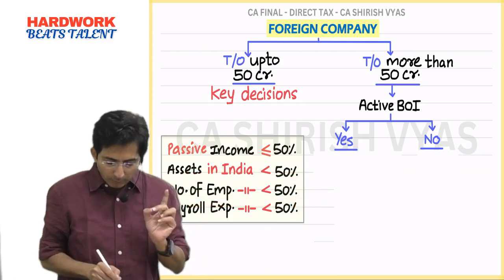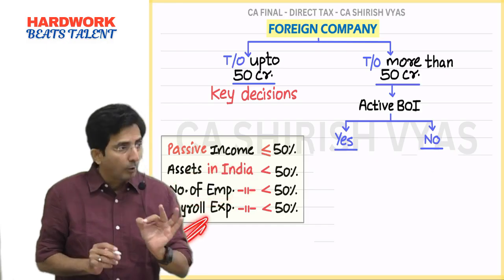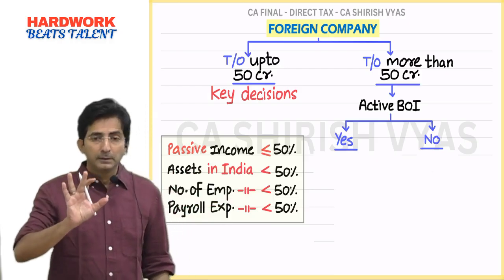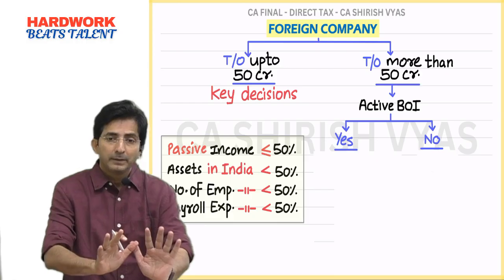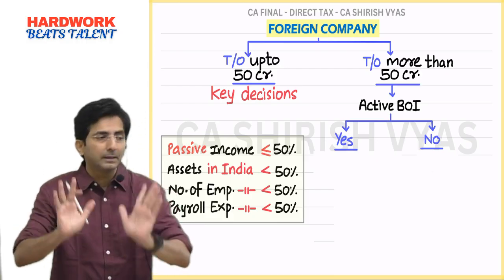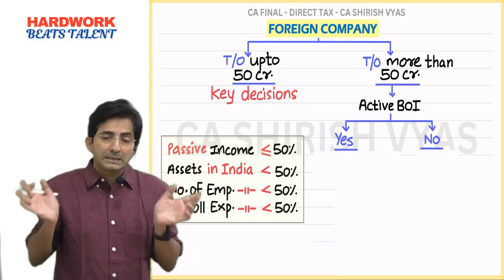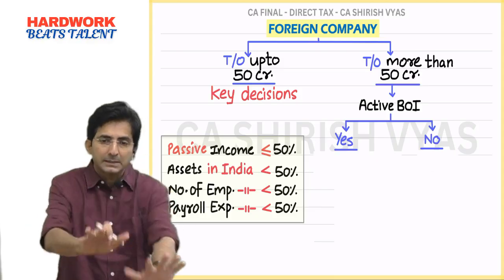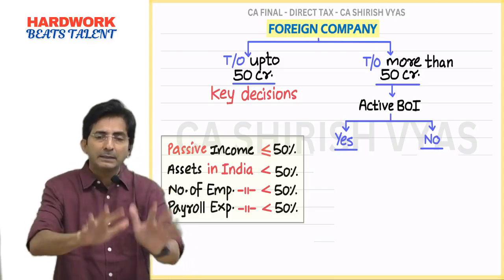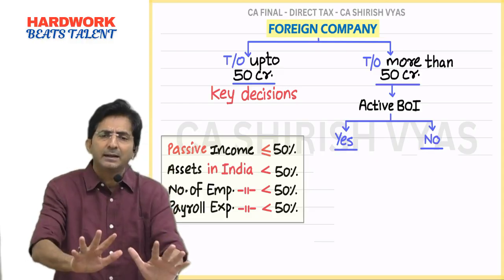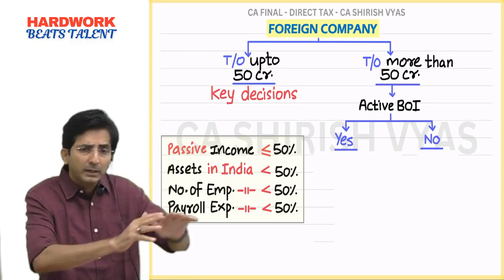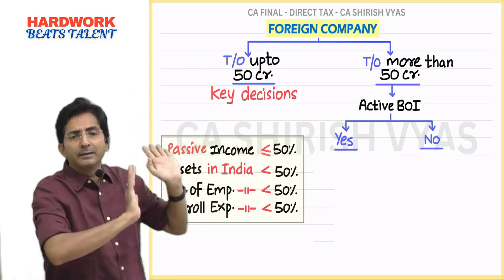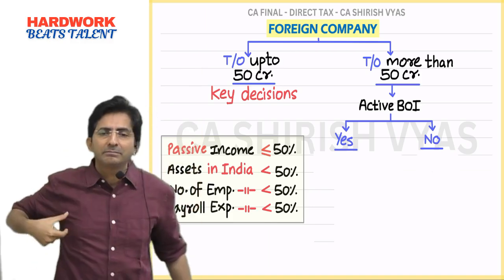So see, along with the number, payroll also matters. Payroll means the salary paid to the staff. In terms of number also, the employees in India should be fewer. And in terms of salary cost, the cost towards salary in India should be less. In short, I want everything to be less in India. If it is less in India, more is outside. And if you can prove you are mainly outside, you will get the tag of NR.